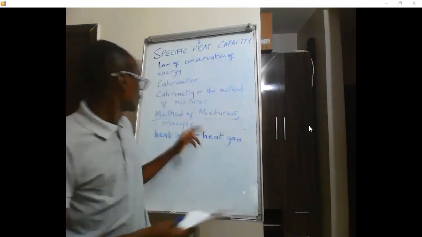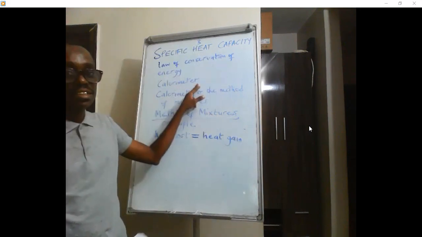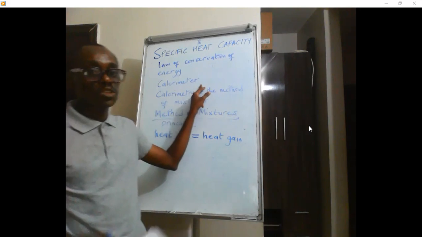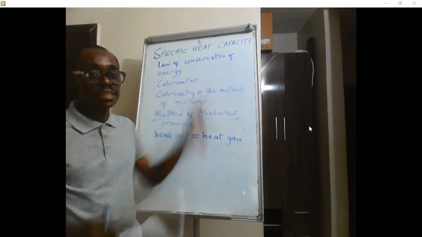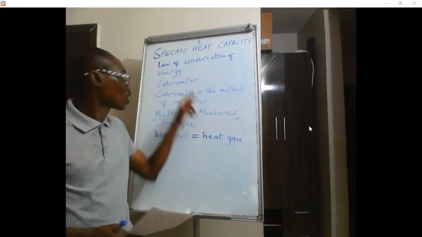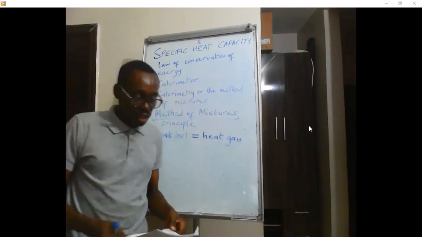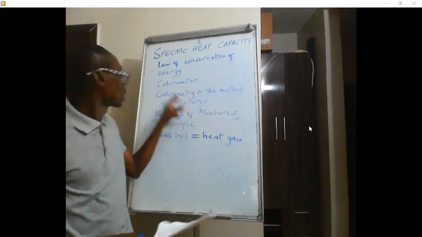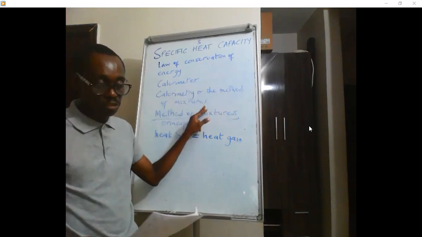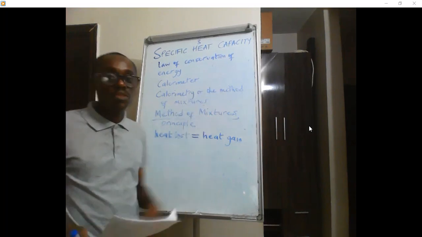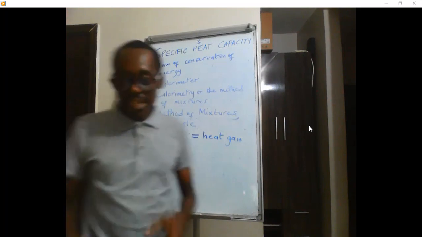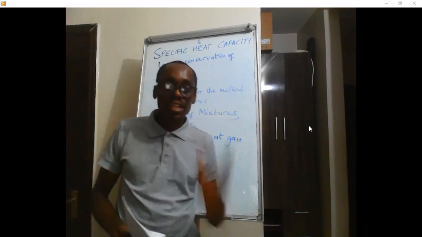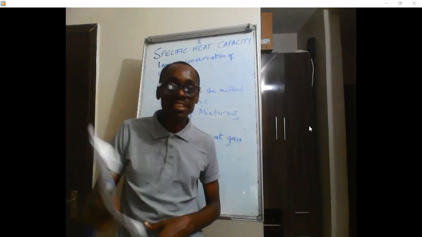using a device known as a calorimeter. The device that is used is called a calorimeter. Actually, the experiments are done in a device called a calorimeter, and the process through which this is done is called calorimetry, or the method of mixtures. The method of mixtures uses the principle that heat loss is equal to heat gain. That the heat that is lost is equal to the heat that is gained.